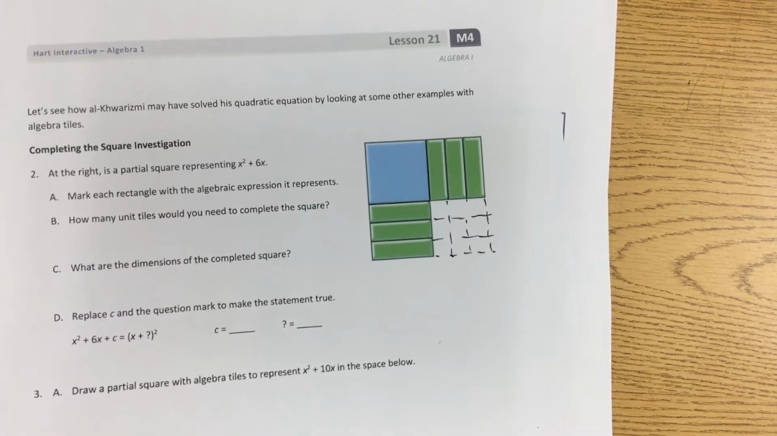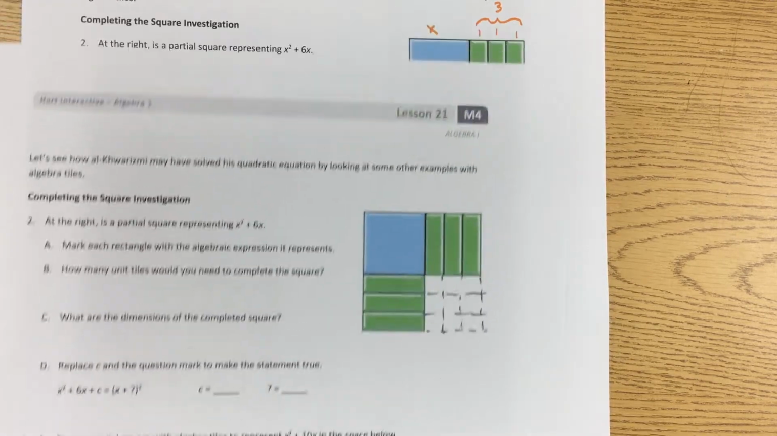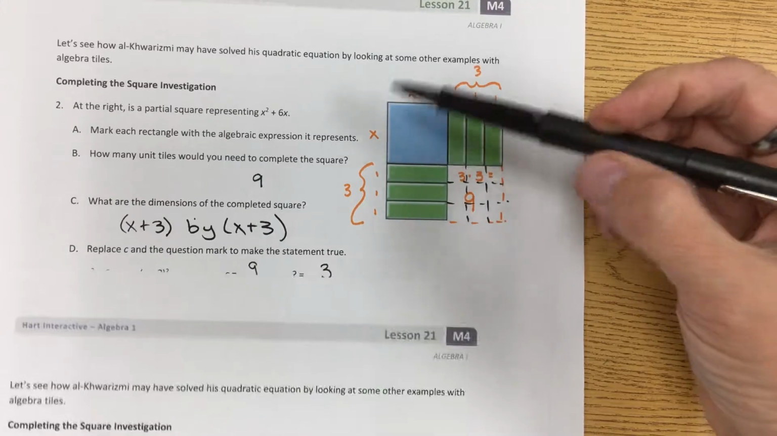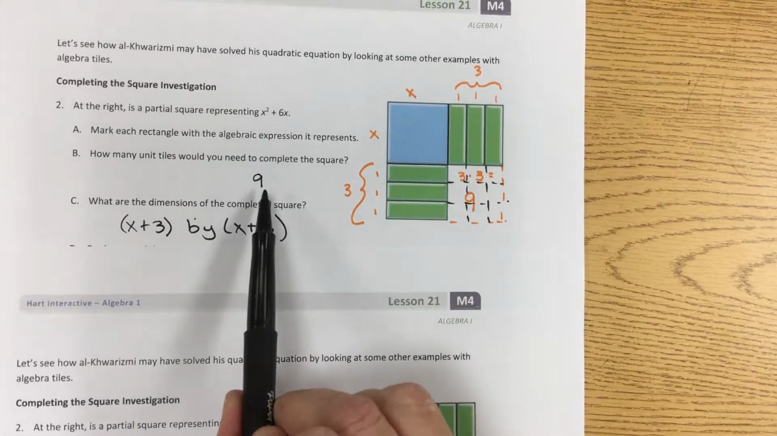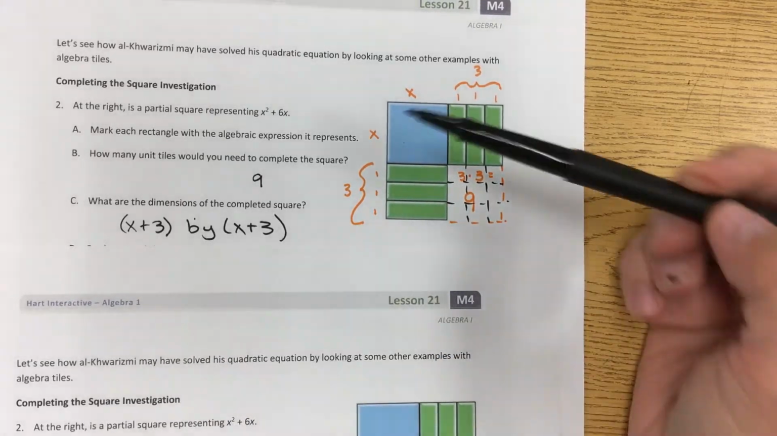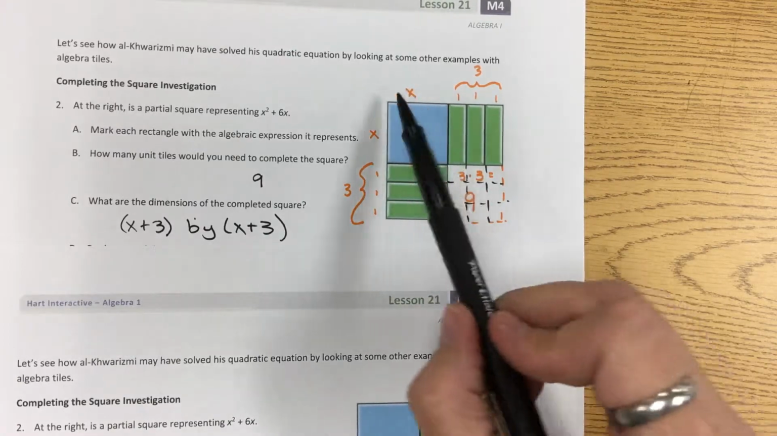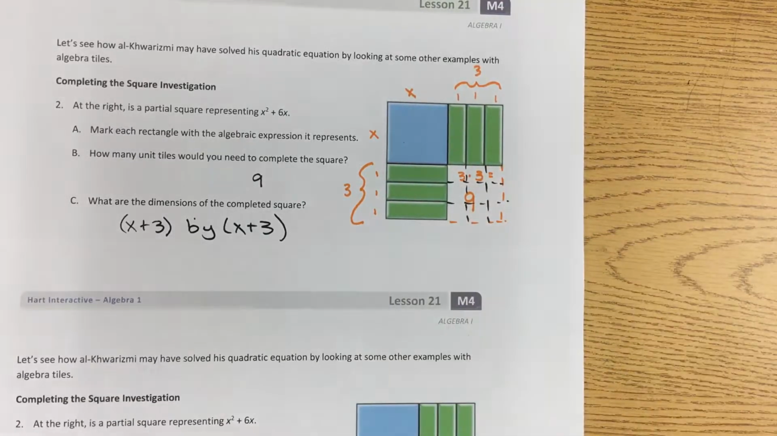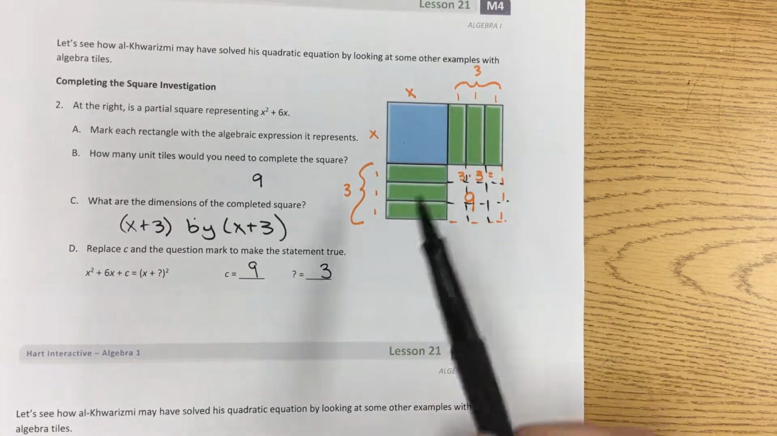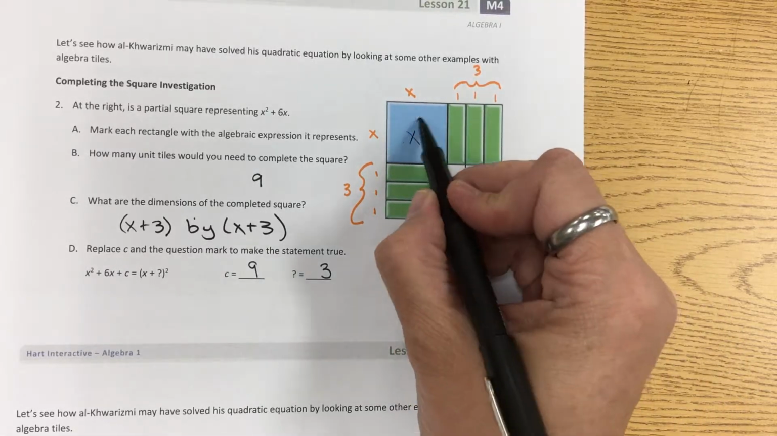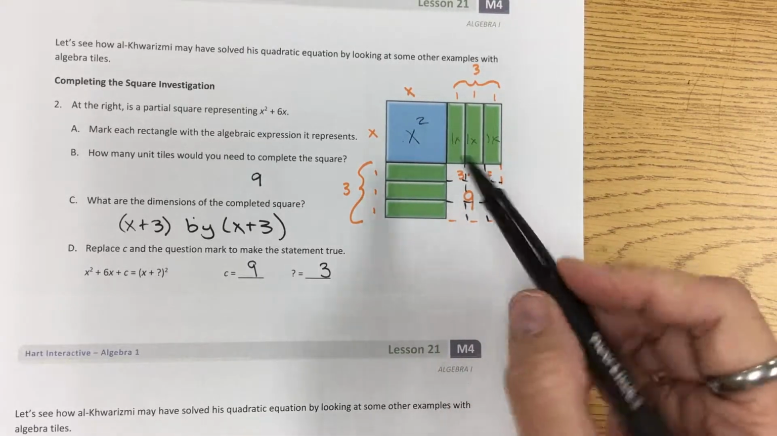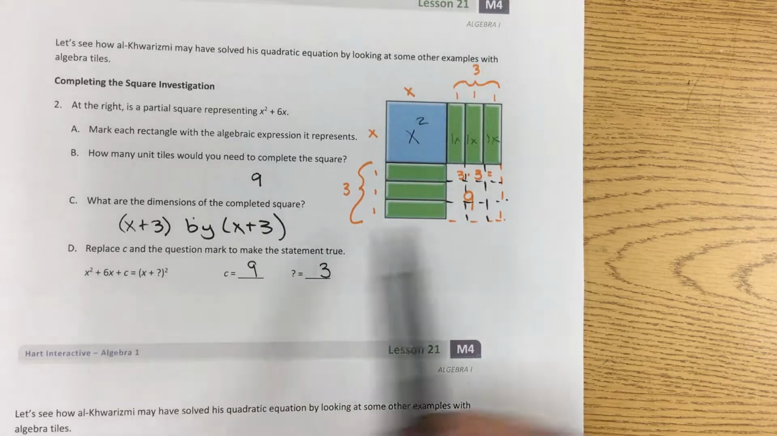Now when you did this, you should have gotten that on this side you have x plus 3, and on this side also x plus 3. Should have gotten 9 complete squares down here. The dimensions mean this side times this side. So this side was x plus 3, this side is x plus 3. Then when you're multiplying it out, remember this is x squared, this is 1x, 1x, 1x. So that would have gotten 3 x's there, 3 x's here, so that's where the 6x comes from.